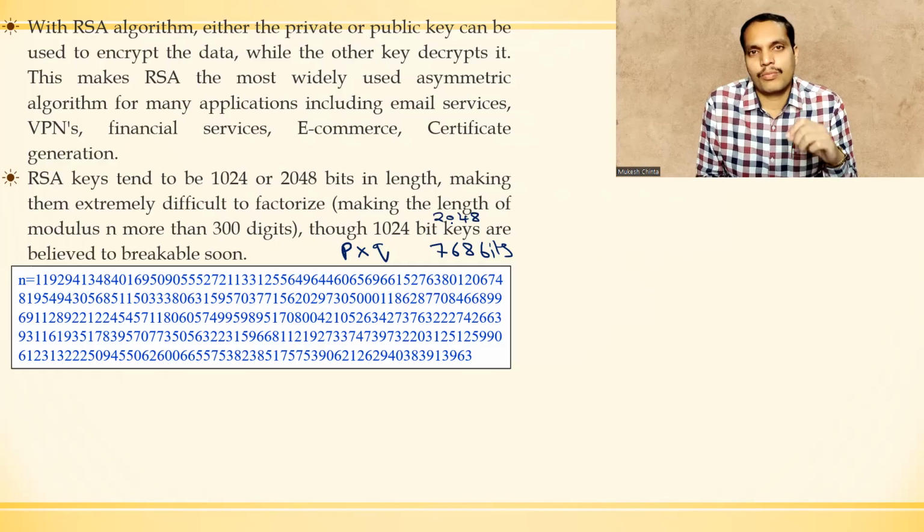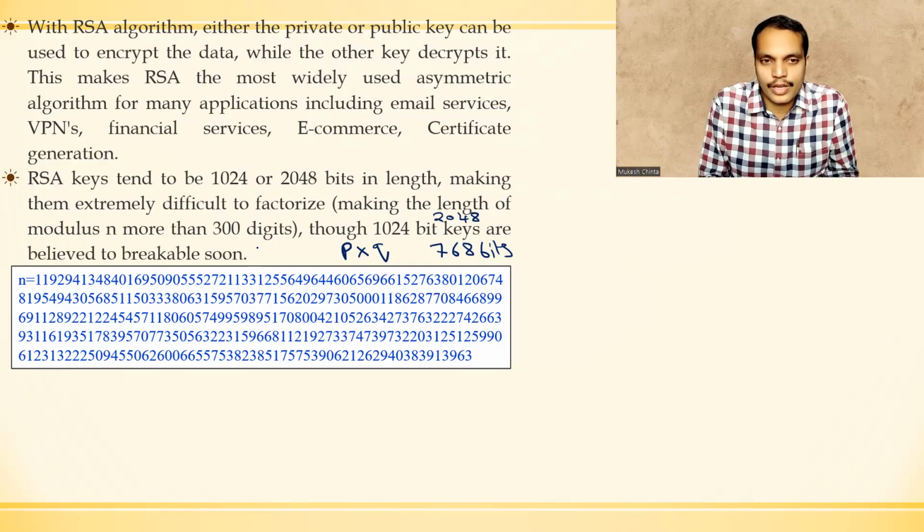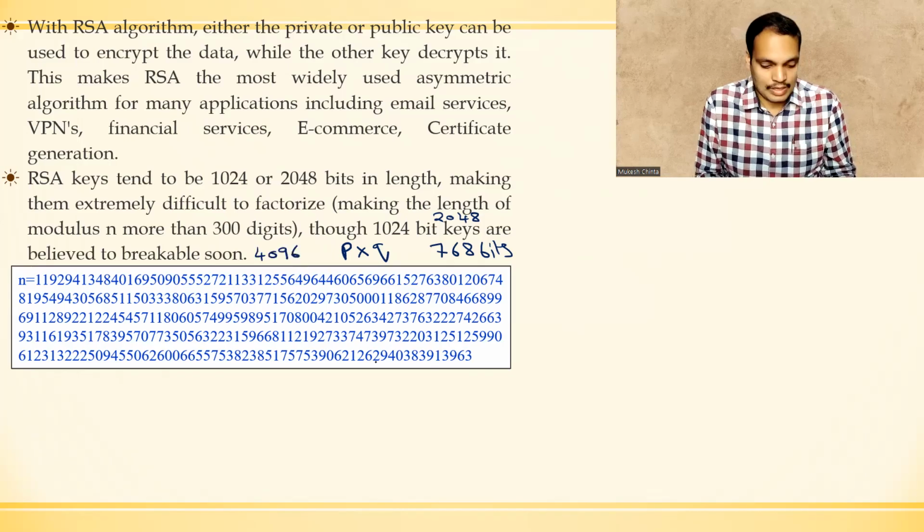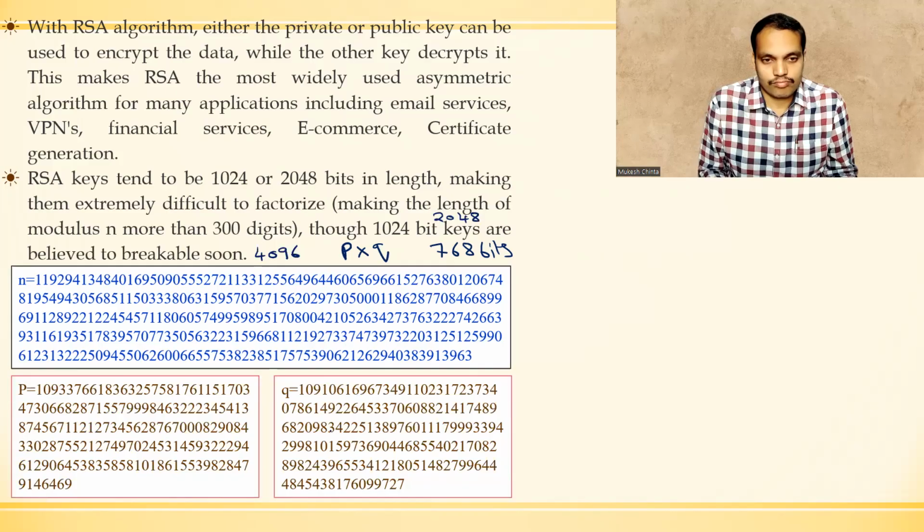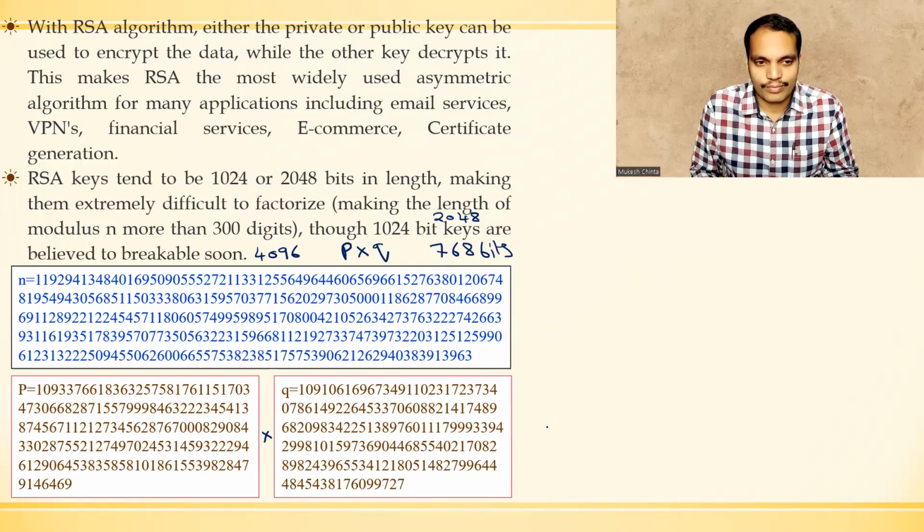But most modern day applications, with the current computing power that we have, are already using 4096 bits of RSA encryption. And if you want to verify, this is the value of P and this is the value of Q. I got this from the internet. I don't have the computing resources to perform this calculation. Do check it out. Okay.